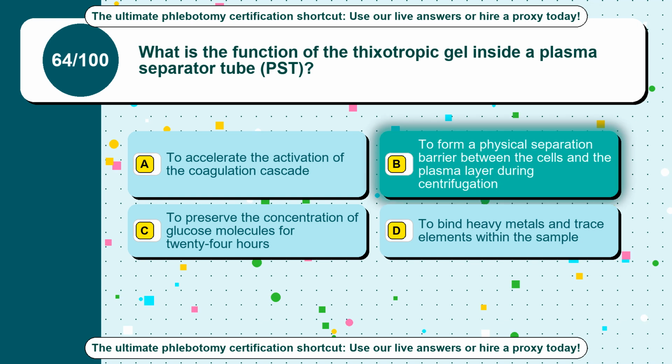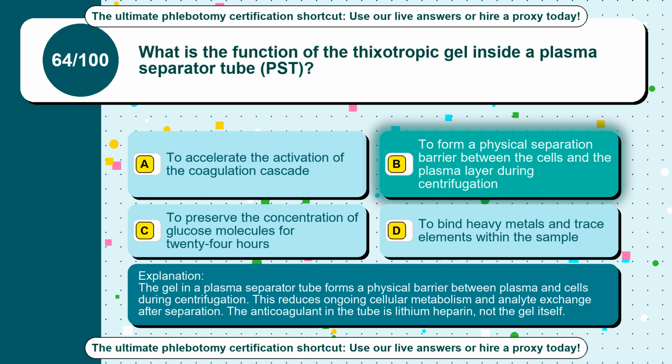The correct answer is option B, to form a physical separation barrier between the cells and the plasma layer during centrifugation. The gel in a plasma separator tube forms a physical barrier between plasma and cells during centrifugation. This reduces ongoing cellular metabolism and analyte exchange after separation. The anticoagulant in the tube is lithium heparin, not the gel itself.